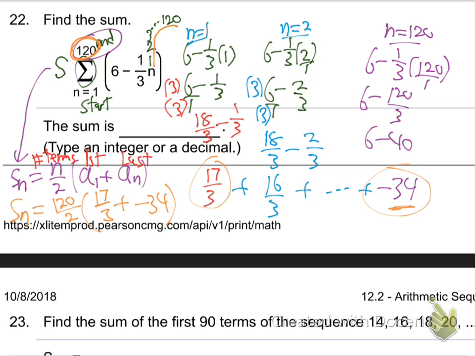And so we've got to work that out. They're letting you type in a decimal. Just do it on your calculator and you get a decimal. Actually, it'll come out a whole number.